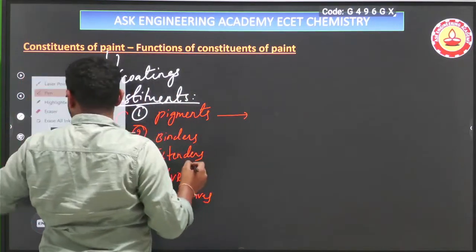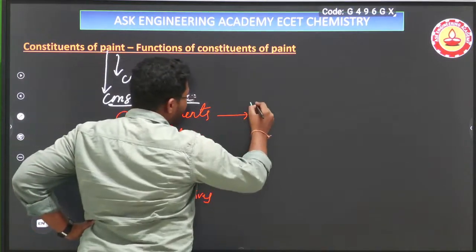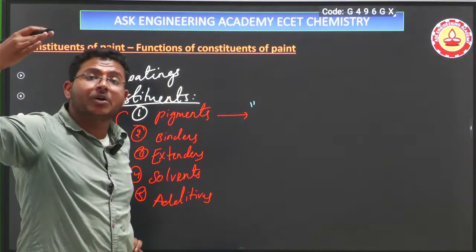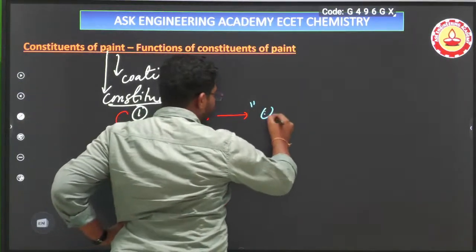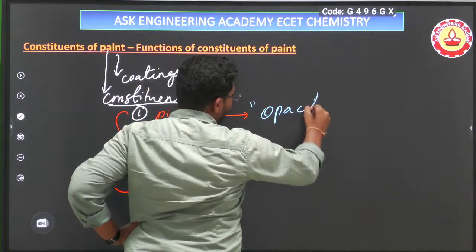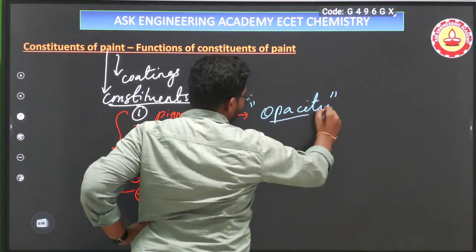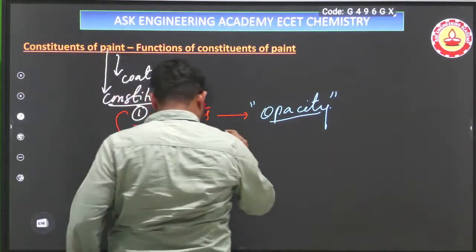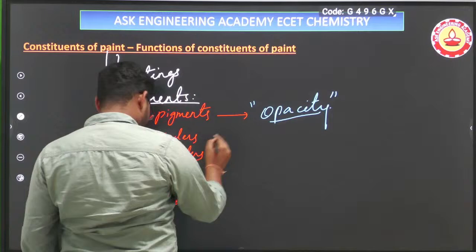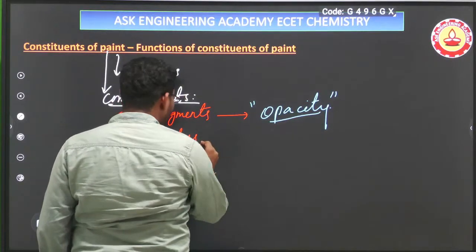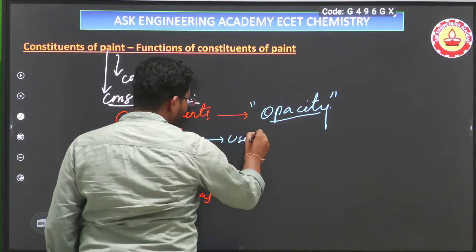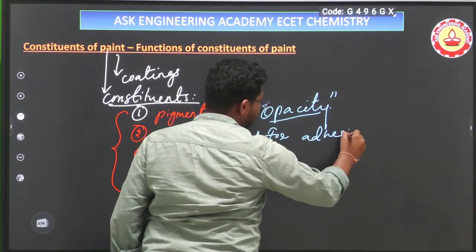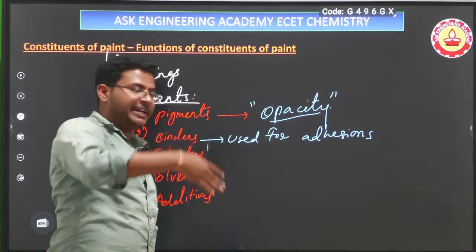Pigments are especially there to improve the metallic surface by enhancing a property called opacity. It improves the property of opacity. Opacity in the sense light interaction capability. This is called opacity. Next, binders are generally used for adhesion. I already explained what is adhesion. It helps in the sticking of paints.